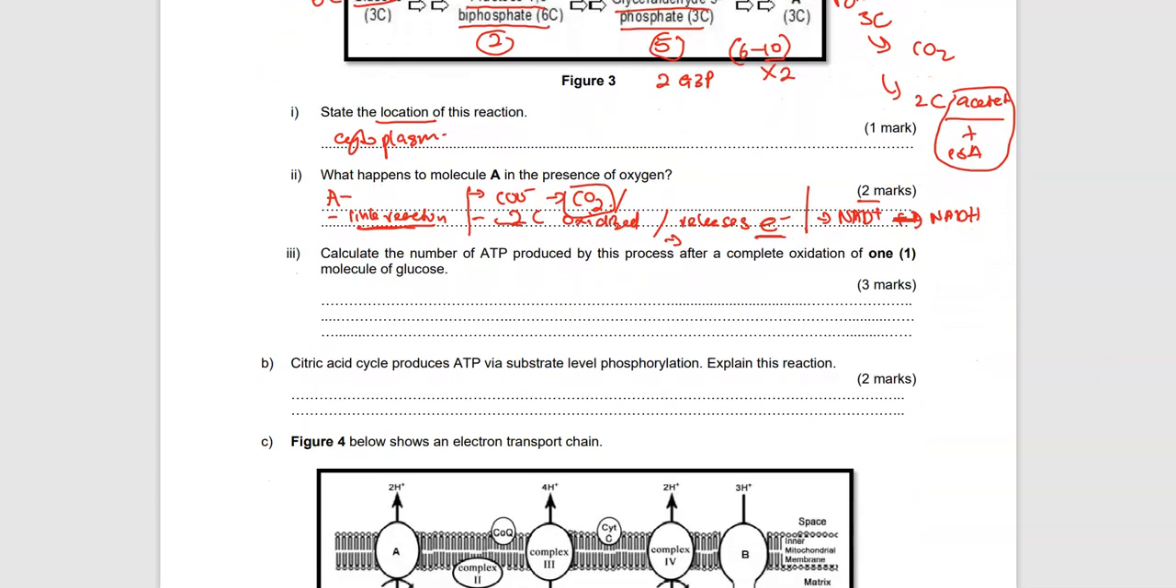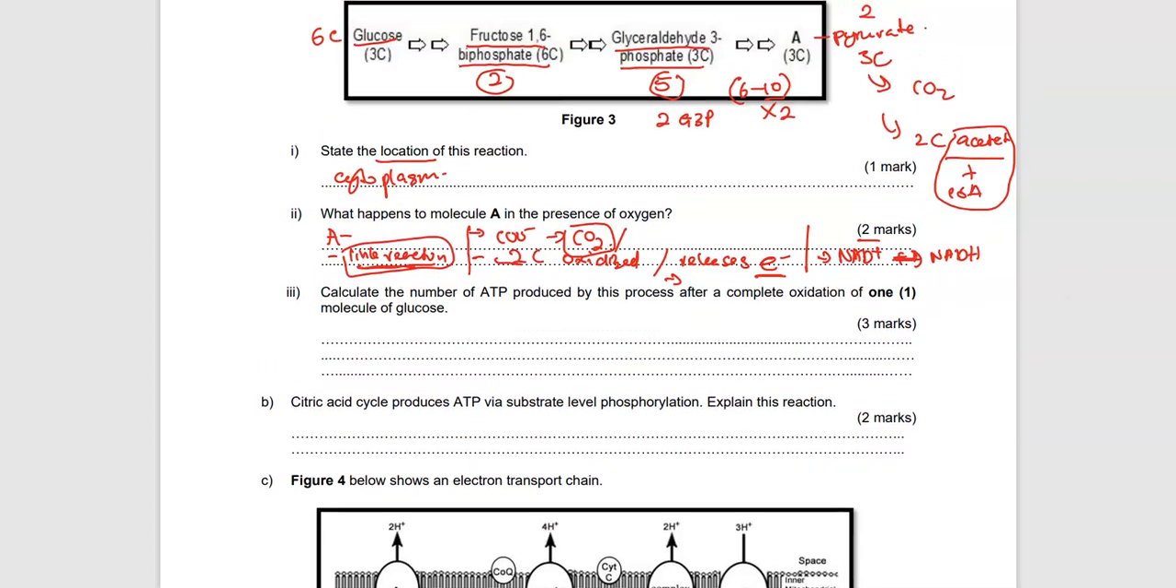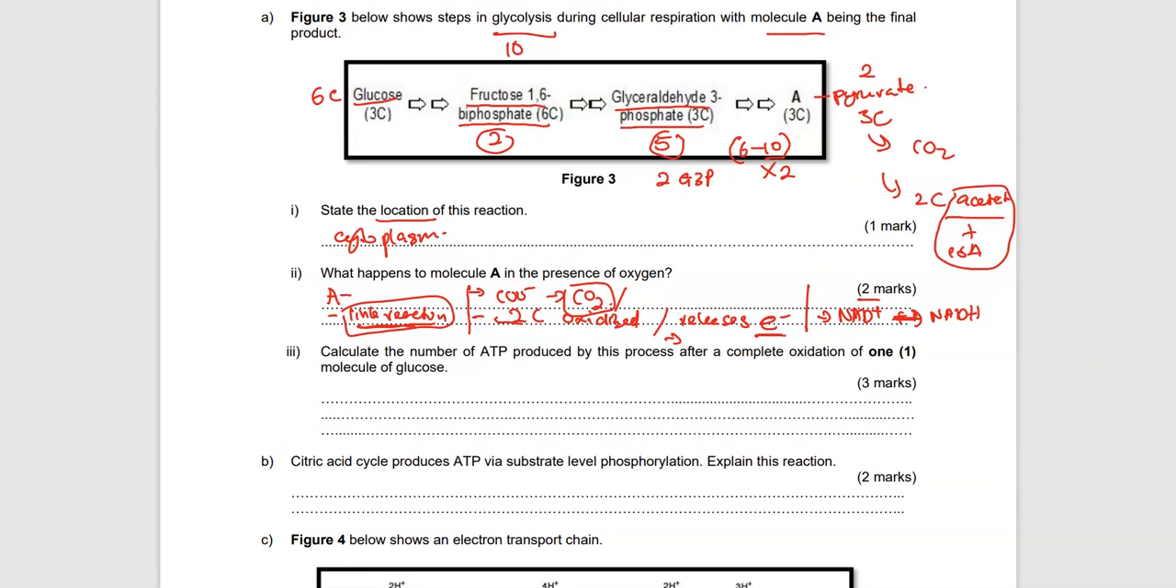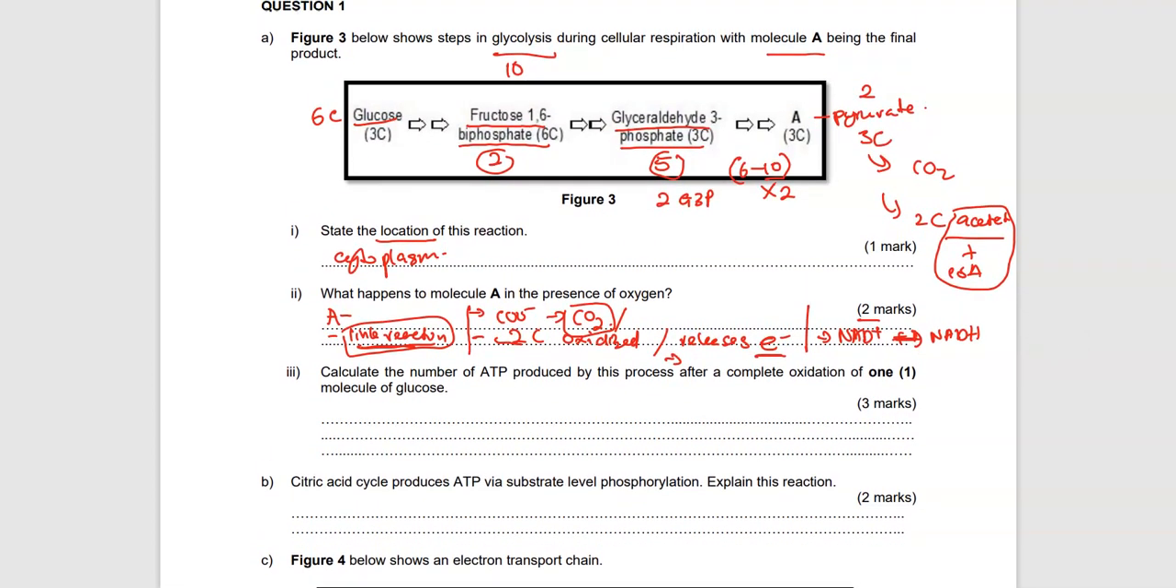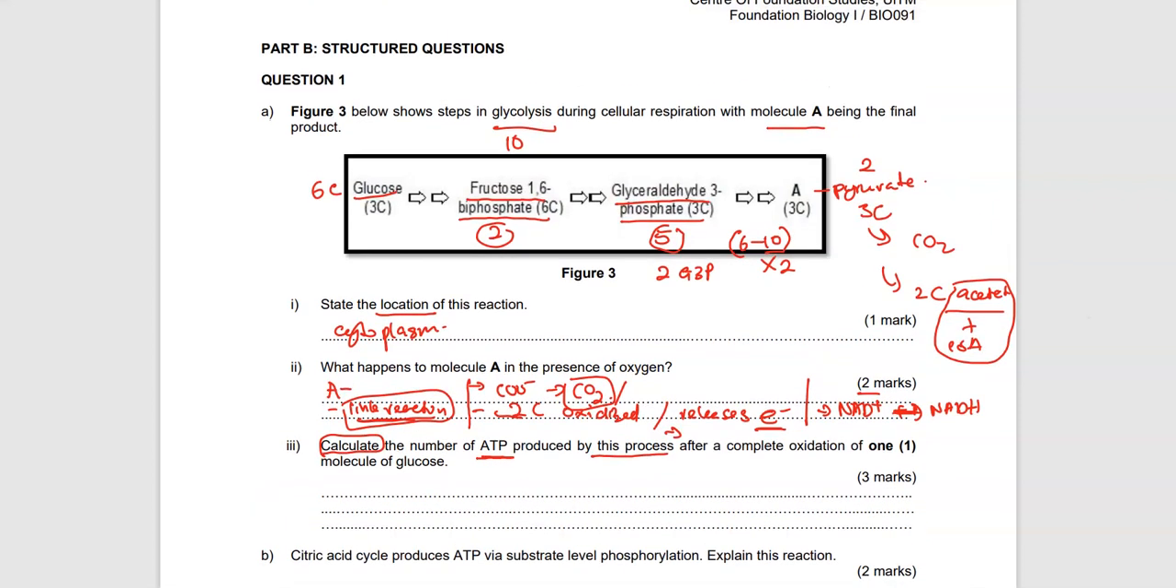So that is the whole explanation of what happened during link reaction, if you are required to explain further. So number 3, calculate the number of ATP produced by this process after a complete oxidation of one molecule of glucose. If you look at this question, it asks you to calculate. So you have to show your calculation to show the amount of ATP produced by this process. Which process? You have to refer back to the main question here, which is glycolysis.